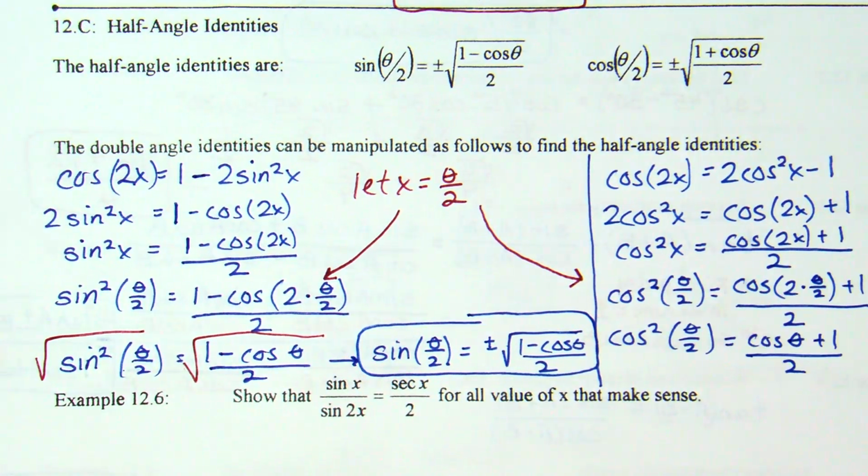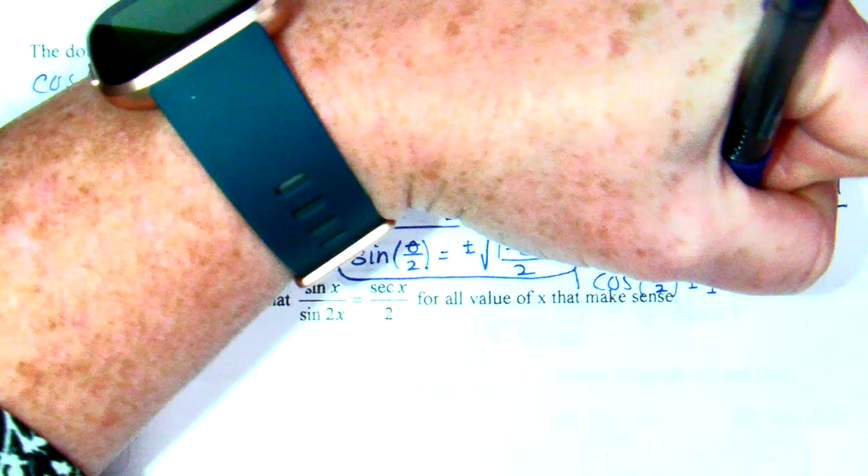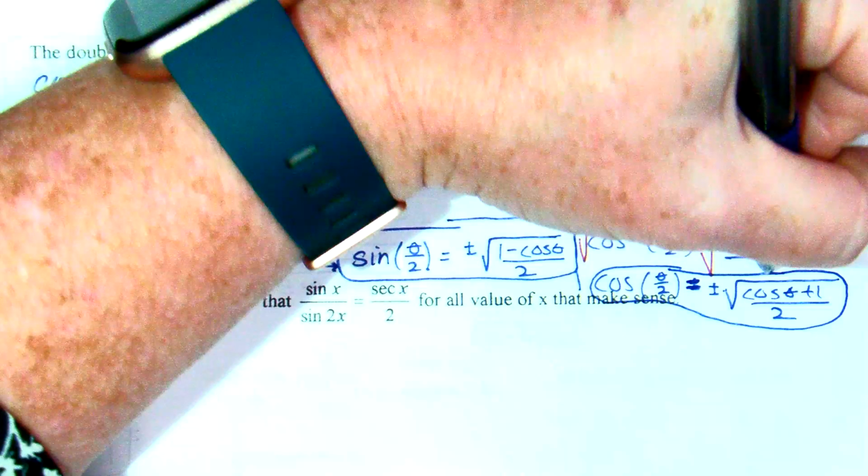And final step is to square root. Cosine of theta over 2 equals plus or minus the square root of cosine theta plus 1 all over 2. And I kind of ran out of room there. It's supposed to look something like that.